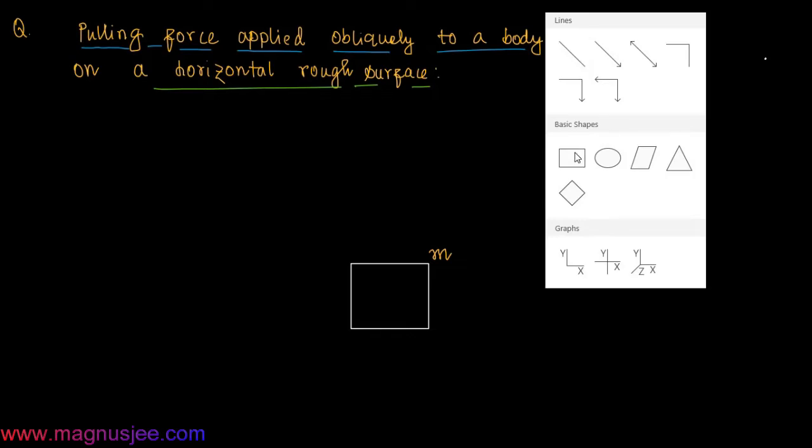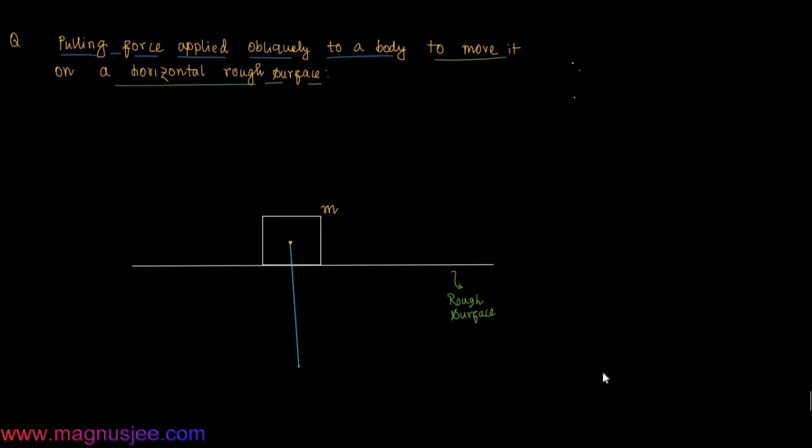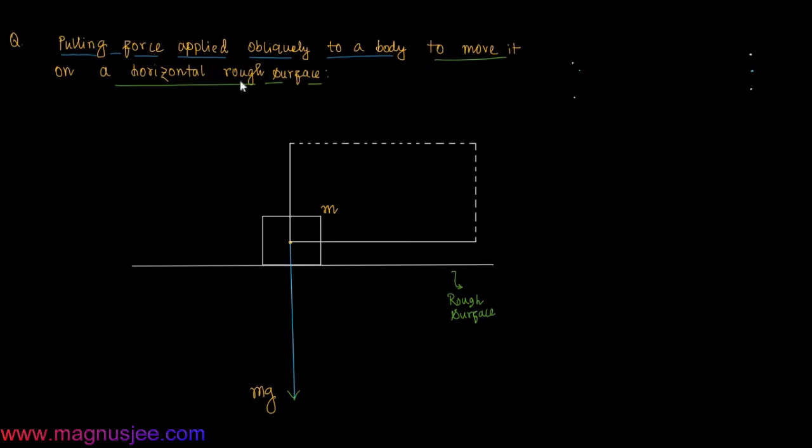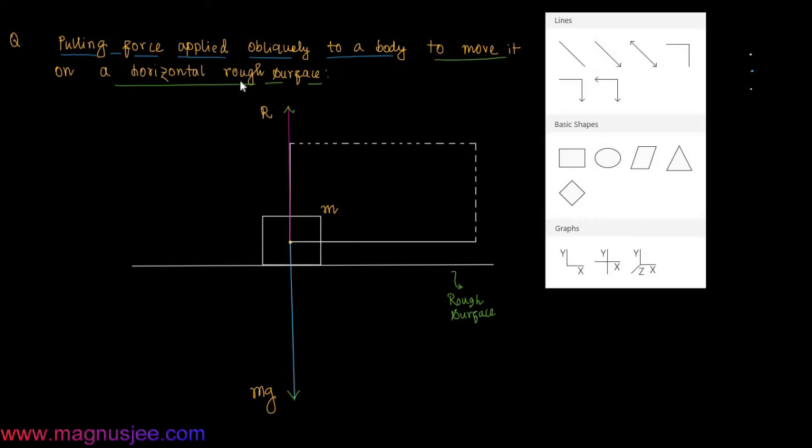In the diagram, this is a block of mass M which is placed on a horizontal rough surface. The weight of the body, that is mg, is acting vertically downwards. Mg is the weight of the block, and we can denote the normal reaction R on the block applied by the horizontal rough surface.